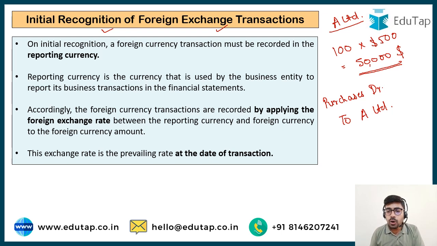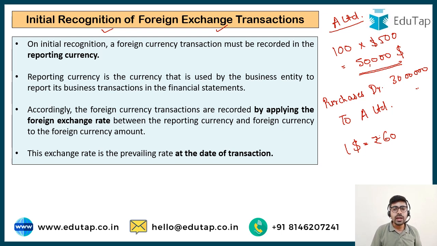So how do we convert it into rupees? Just use the exchange rate at the date of transaction. At the date of transaction, $1 was rupees 60. So use this exchange rate: 50,000 into 60. This is going to be 50,000 into 6, which is 3 lakh, so into 60 it is going to be 30 lakh. So this is going to be 30 lakh. You record this transaction like this in your books of accounts.